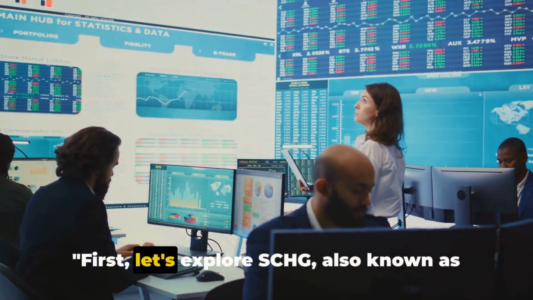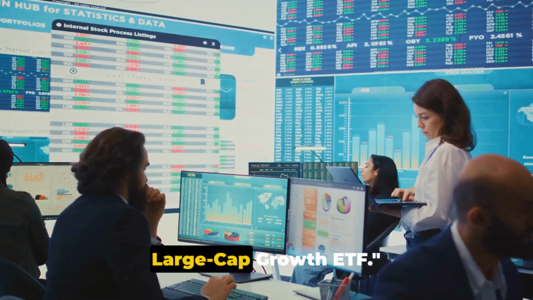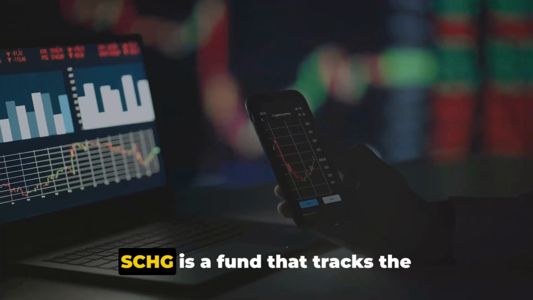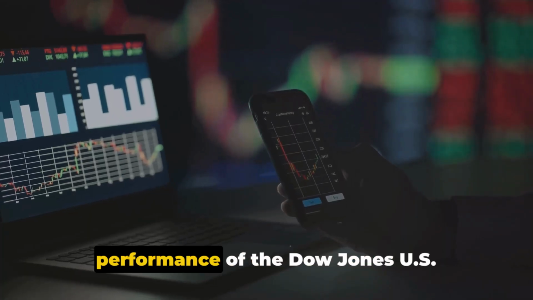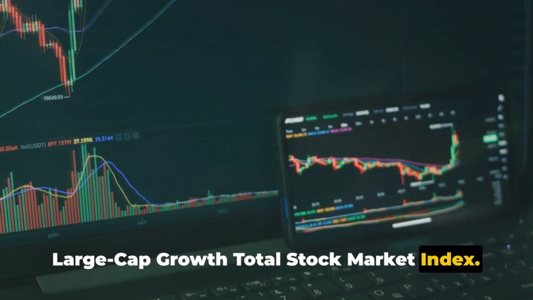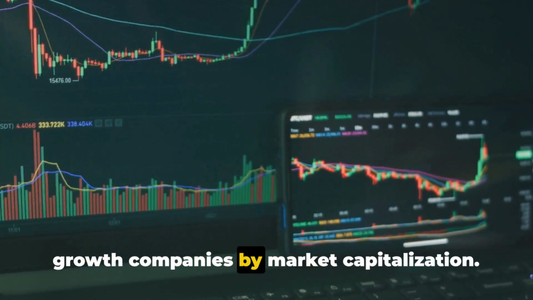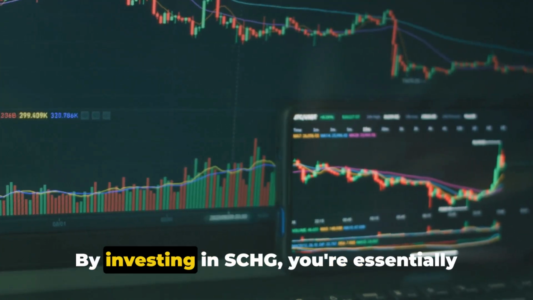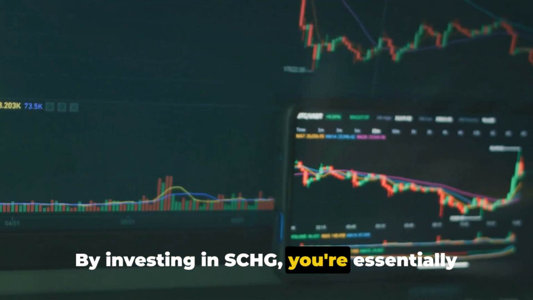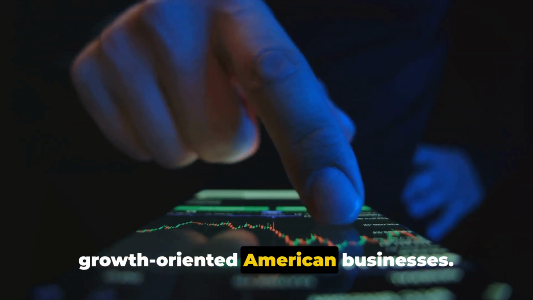First, let's explore SCHG, also known as the Schwab US Large Cap Growth ETF. SCHG is a fund that tracks the performance of the Dow Jones US Large Cap Growth Total Stock Market Index. This index comprises the largest US growth companies by market capitalization. By investing in SCHG, you're essentially buying into a slice of these large, growth-oriented American businesses.